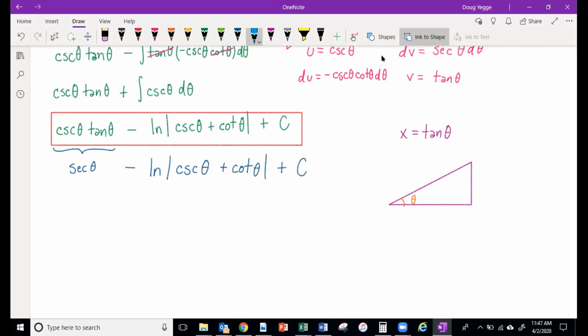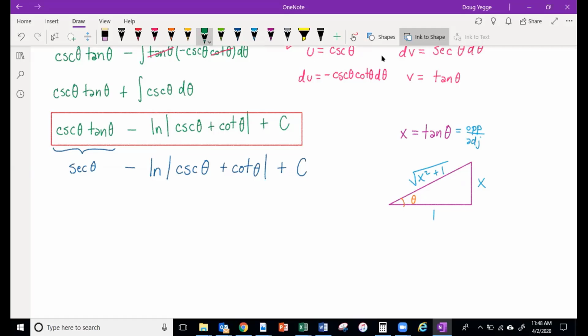But the reason for this is if x is equal to tan theta, or in other words, opposite over adjacent, then doesn't that mean that this would be the opposite and this would be the adjacent and this would be, by the Pythagorean theorem, square root of x squared plus 1? Now let's look at why this is important.